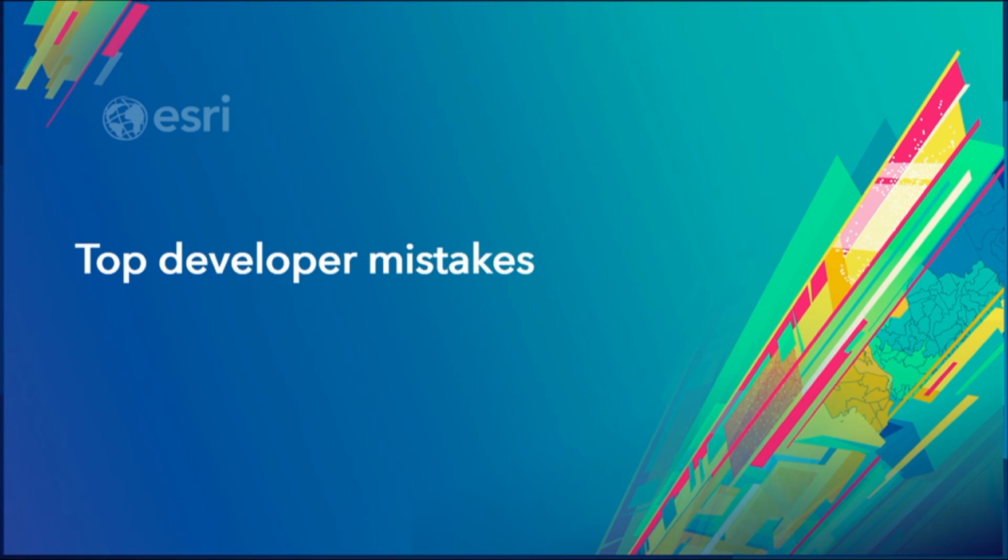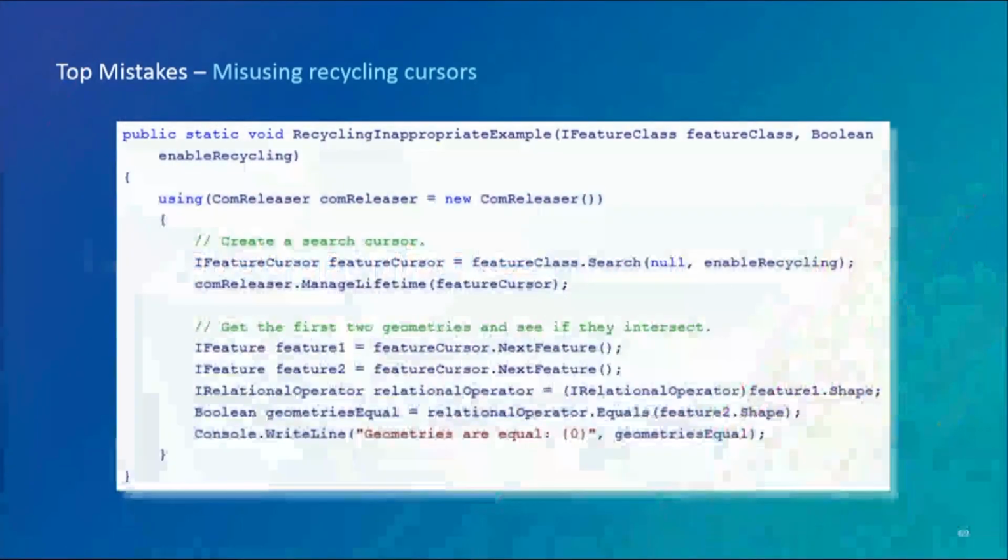Okay, so let's go on to the last section. We have top developer mistakes. Now, these are things that I've heard either from internal teams or gathered from tech support incidents. I hope to talk about these so that you don't have these problems in your code, and if you do, you know the solution. So the first thing I've already talked about, and that's the misusing or deceiving behavior of a recycling cursor. Basically, if recycling is true, we're going to reuse that memory, and don't be surprised if two objects that look like they might be different are actually referencing the same piece of memory.